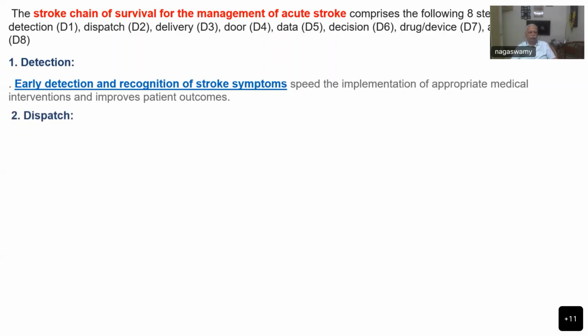The second thing is dispatch. Dispatch the patient from the site of recognition or detection to the concerned hospital. That is what is called dispatch. Now, supposing you suspect a patient to have a stroke at home, would you prefer to transport him in your own car or conveyance, or would you like to call the stroke hospital for an ambulance and ask them to come and pick up the patient? Which is better?